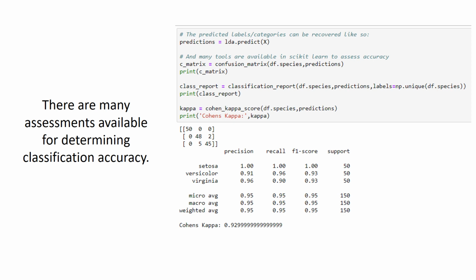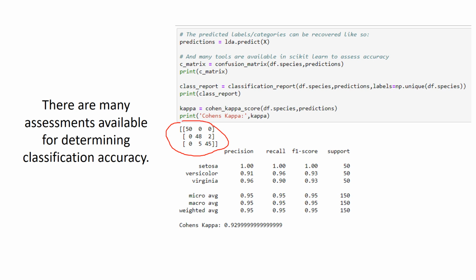So we say LDA.predict X, we get our predictions out, and then we can compare how well we did versus the truth, so df.species, versus what we guessed, which is our predictions. And we can print that out in what's called a confusion matrix. So that's what we're printing out here, and that's what you see down below, a confusion matrix at the very top here. So this is our confusion matrix.